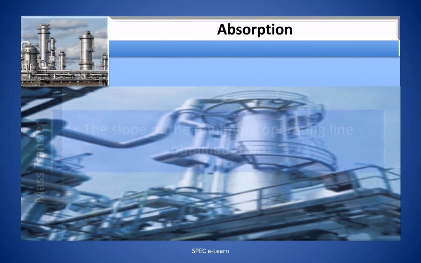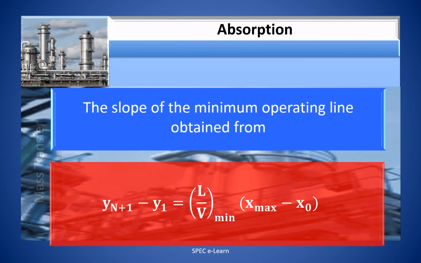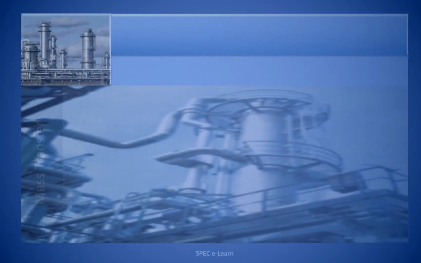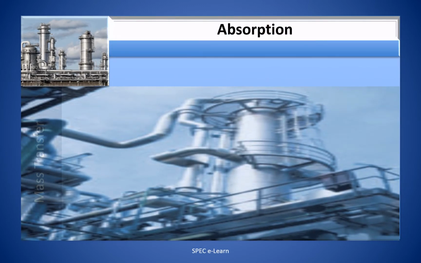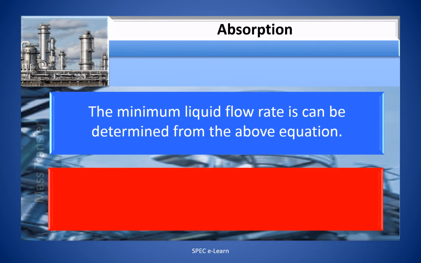The slope of the minimum operating line is obtained from Yn plus 1 minus Y1 equals L by V minimum into X max minus XO. The minimum liquid flow rate can be determined from the above equation. The design liquid rate for absorption column is 1 to 1.5 times the minimum liquid rate.